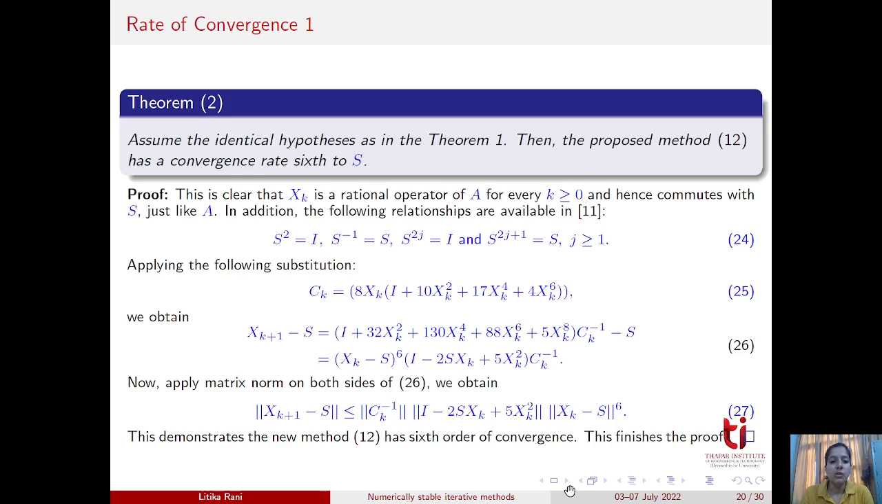Now, assuming the same hypothesis as considered in theorem 1, we prove that the proposed method has sixth order of convergence. So we know that Xk is a rational operator of A, and hence it satisfies the properties of the matrix sign function. And using the properties given in equation 24, and after some algebraic calculation, we can obtain expression 27, which shows that the new method has sixth order of convergence.